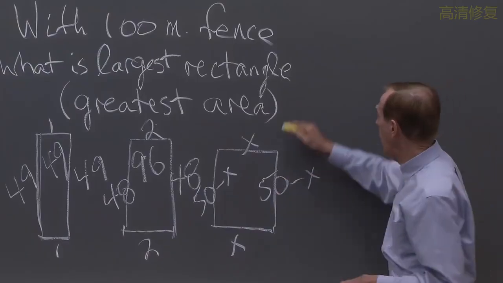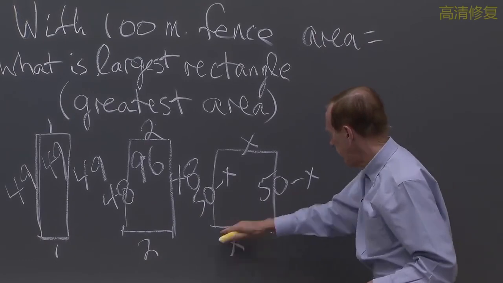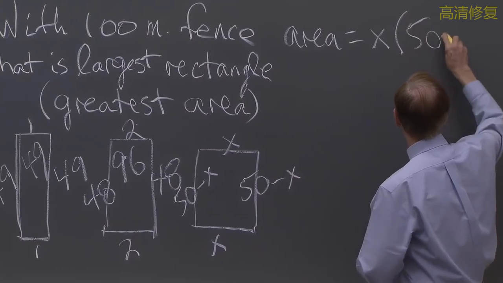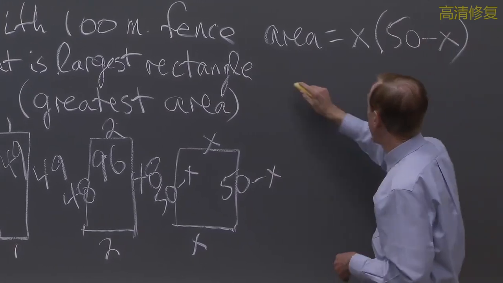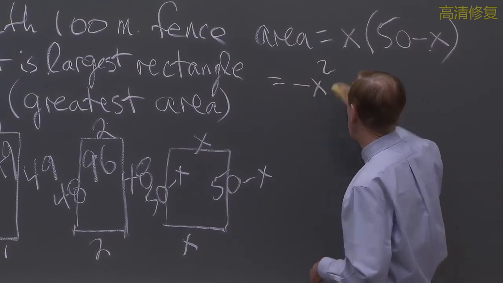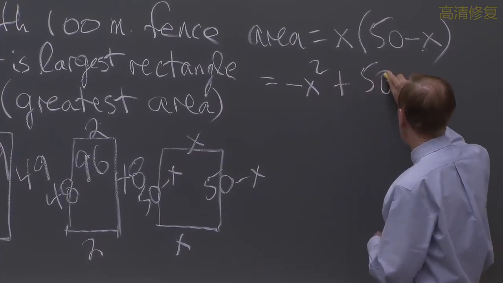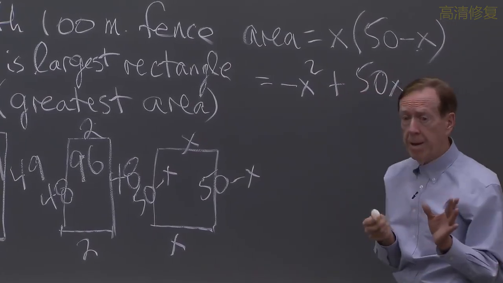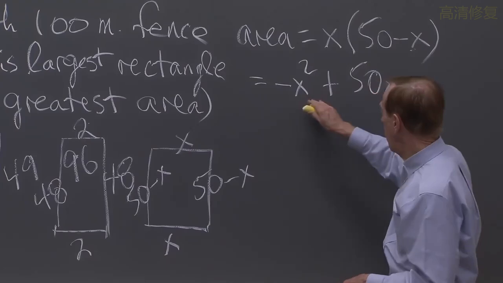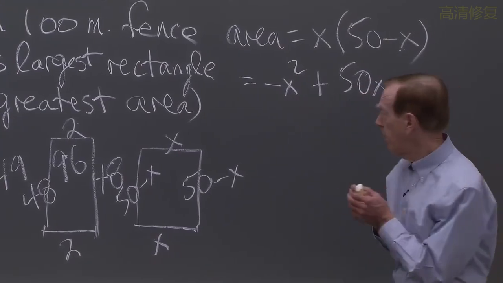meters. So my area is the base times the height, 50 minus x. Or if I multiply that out, I see the minus x squared and the 50x. And I want to make that as large as possible. I'm looking for the top of this parabola, the maximum of this quadratic.